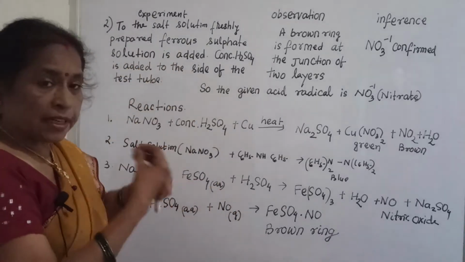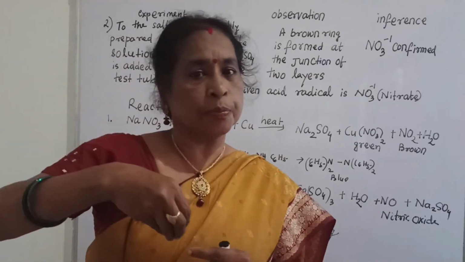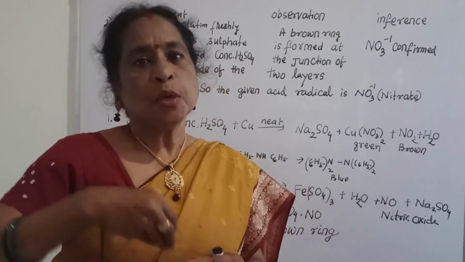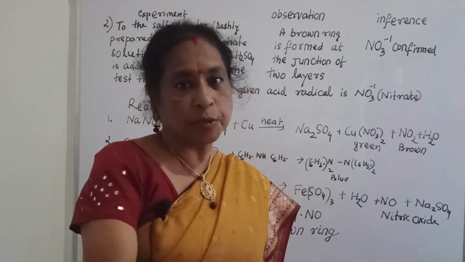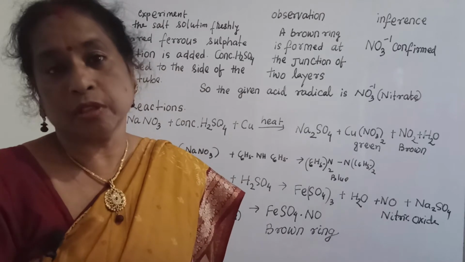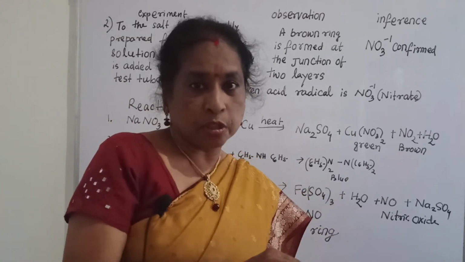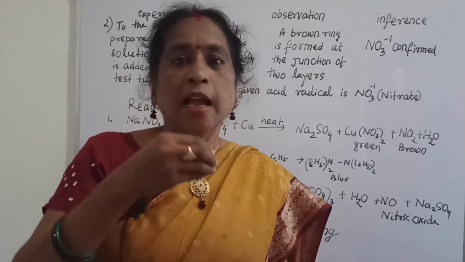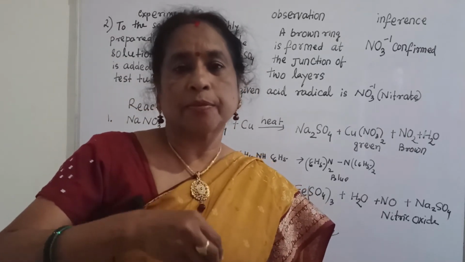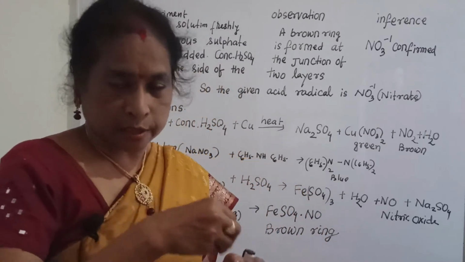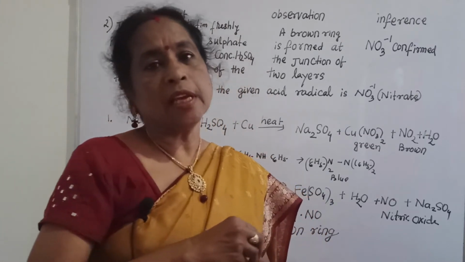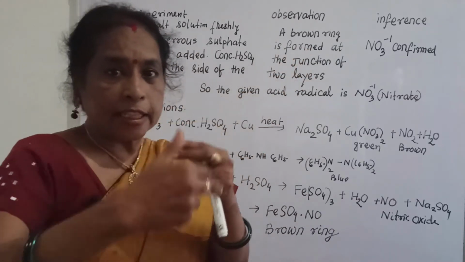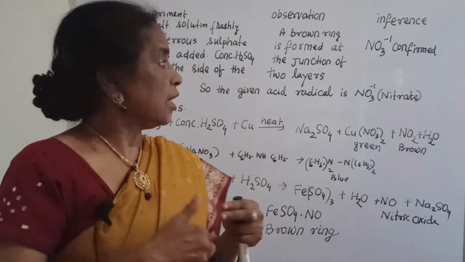Then after that you add concentrated sulfuric acid, only a few drops, to the side of the test tube, so that it will gradually come in contact with the salt solution. What to do? Take salt solution, then add freshly prepared ferrous sulfate solution, and after that add 2 or 3 drops of concentrated sulfuric acid to the side of the test tube. Then what happens? A brown ring is formed at the junction of the two layers of liquid.